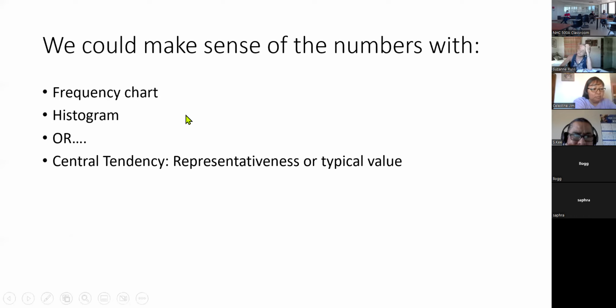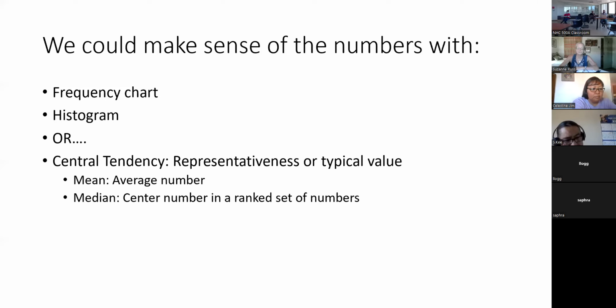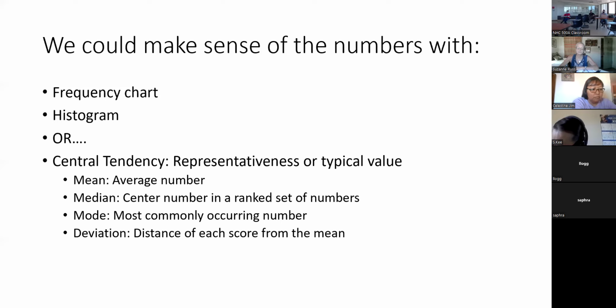So central tendency, this is like the representative or the typical value of the data set. Like, what's a common number? What could we say about the numbers that are typical of the data set? And we're going to look at mean. It's just the average. We're going to look at median, which is the number that's right in the middle of a ranked set of numbers. We'll look at mode, which is the most commonly occurring number.